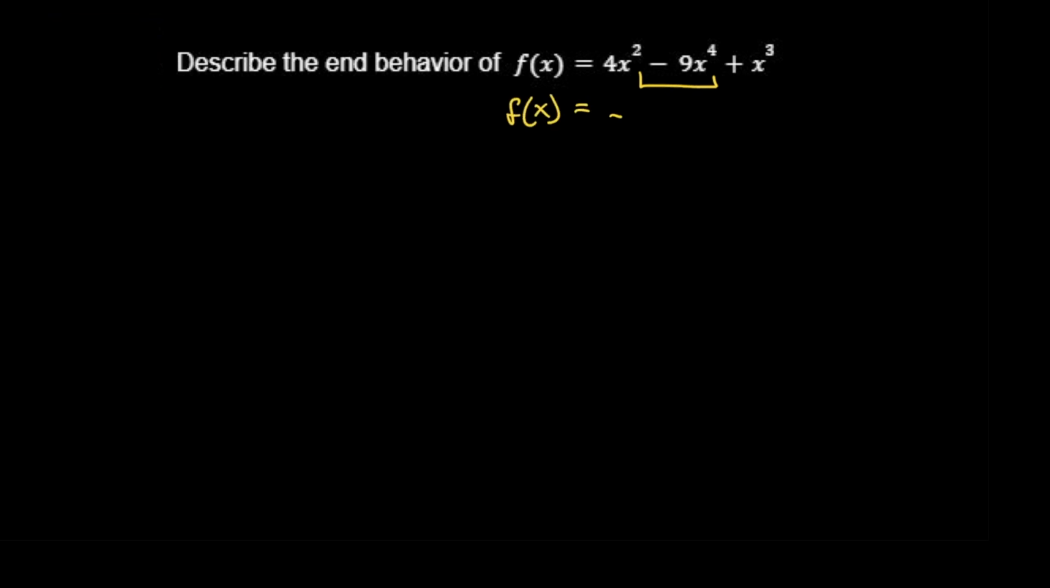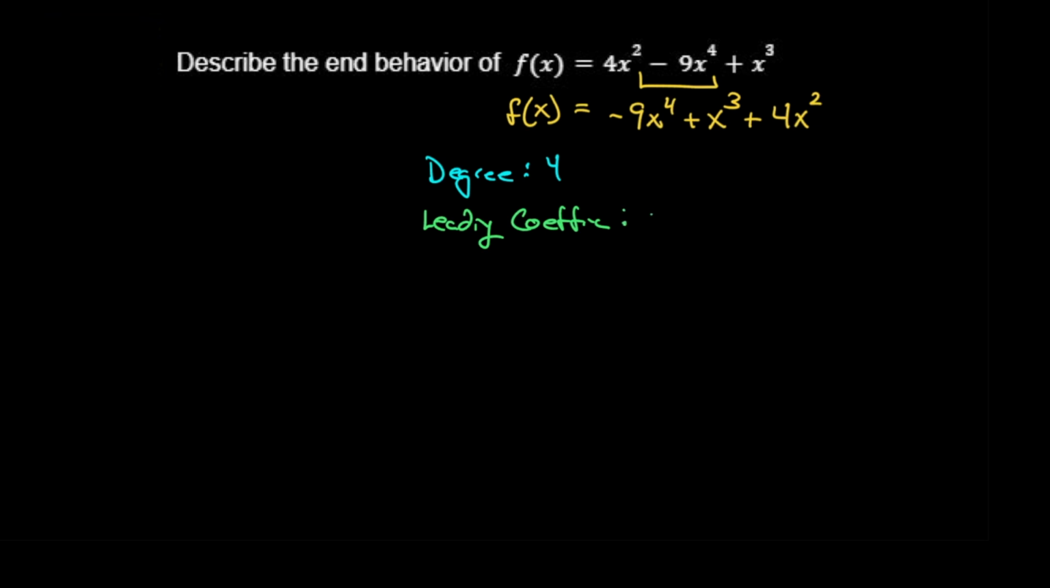Writing in standard form, it would be negative 9x to the fourth plus x to the third plus 4x squared. But regardless of which form you're looking at, the degree is still 4, because that's the highest exponent. And again, regardless of which equation you look at, the leading coefficient is still going to be the same thing, because the leading coefficient is with the highest powered term, which is negative 9.